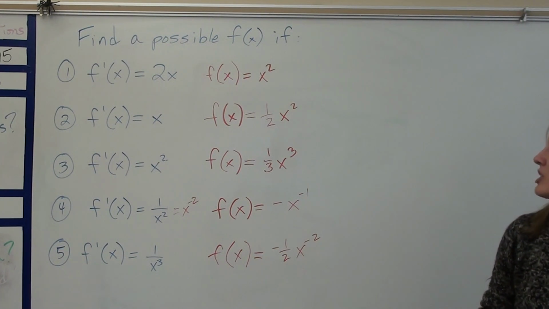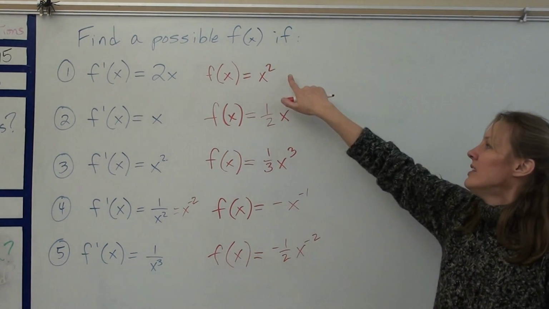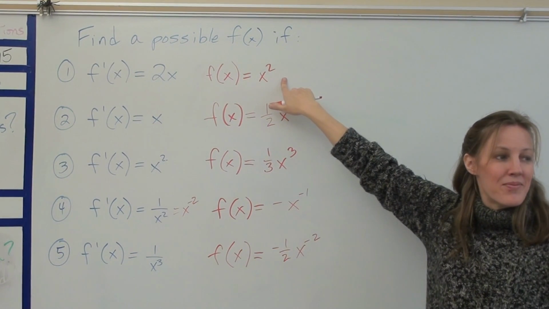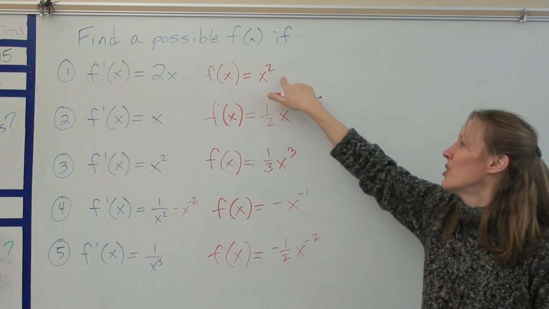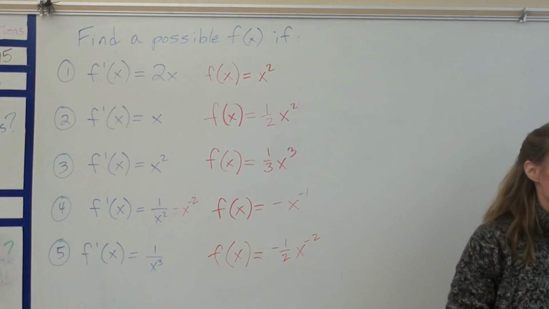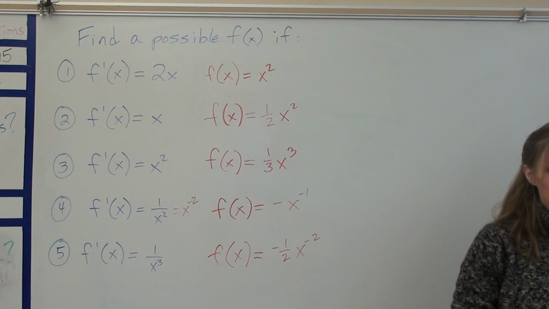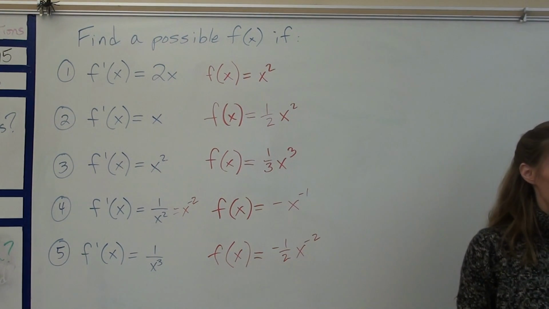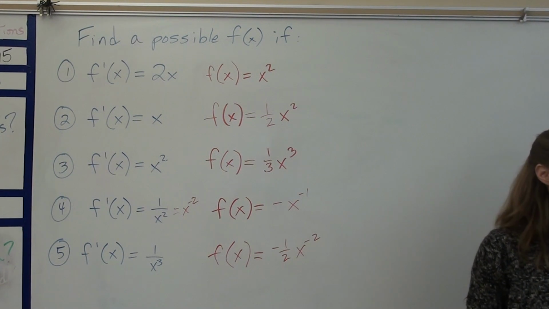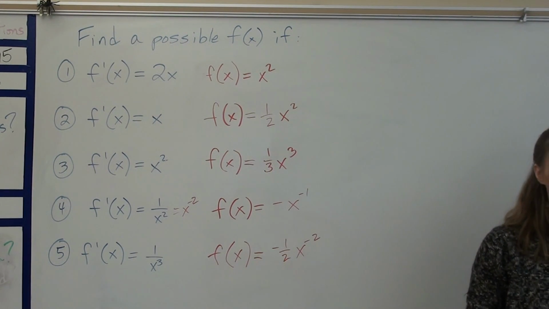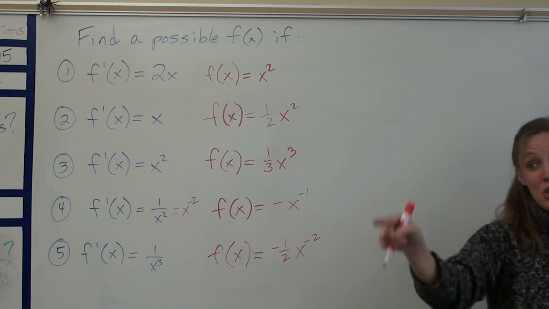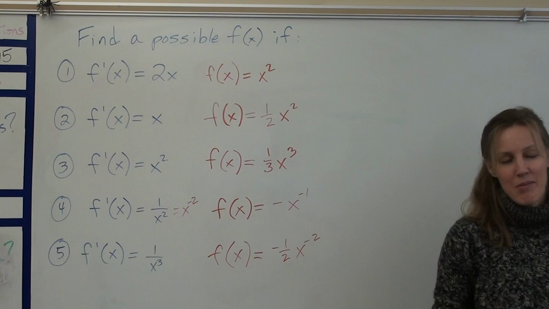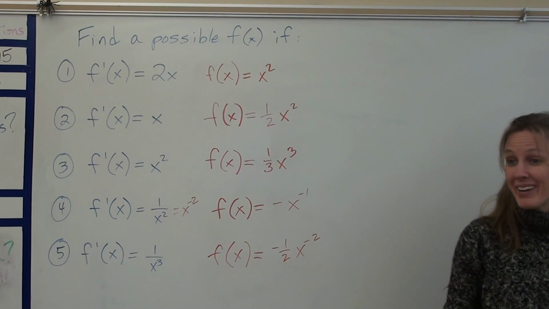Here's my next question. Is x squared the only function whose derivative is 2x? No. Tell me another one. X squared plus 1. Both of those have a derivative of 2x. Are there any others, or is that it? X squared plus 2, x squared plus 3. There are infinitely many. We could do x squared plus pi.